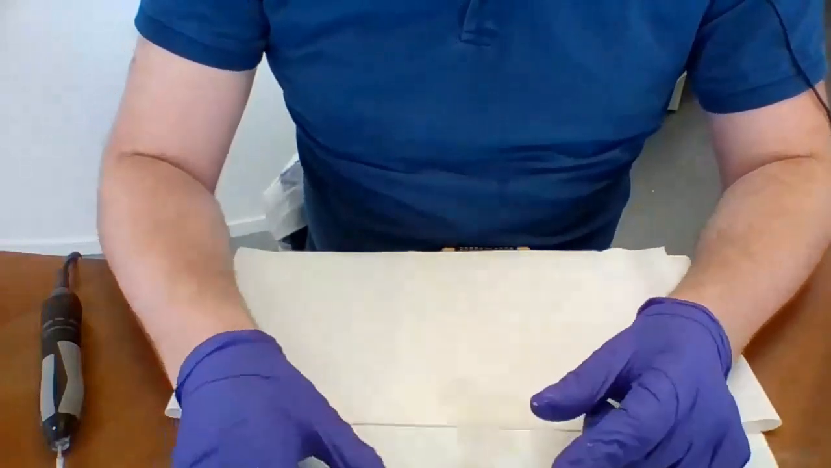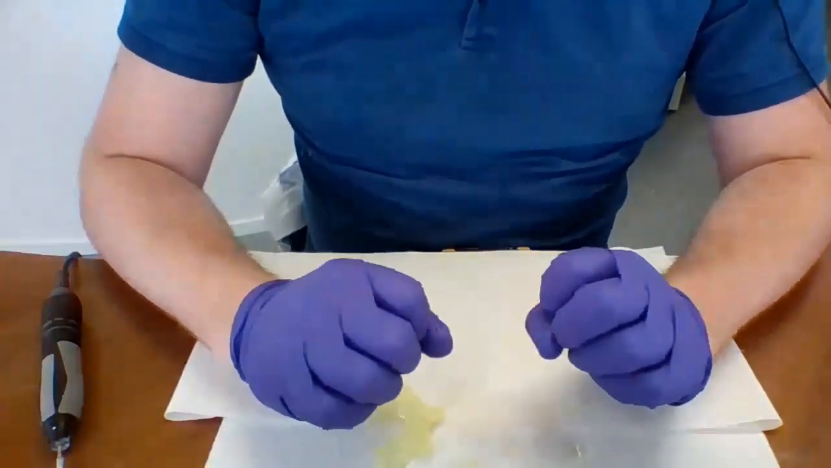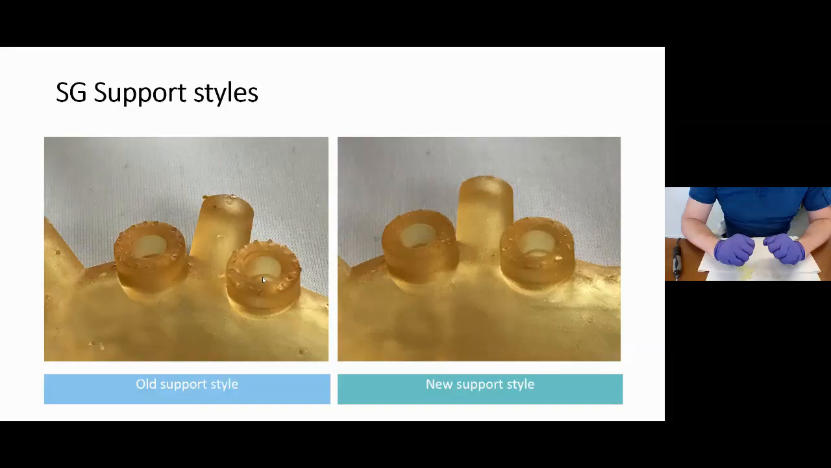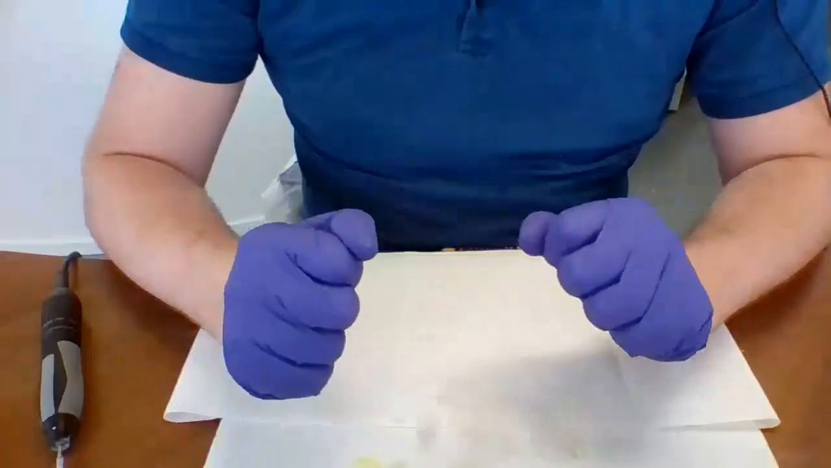The new support style has decreased the support scarring. As you can see now on the screen, you have the old support style where the support scarring was quite heavy. And on the right side, we have the newer support style where we decreased the tip size and the pillar size to make a smaller support and less scarring. So back to you, Menno.